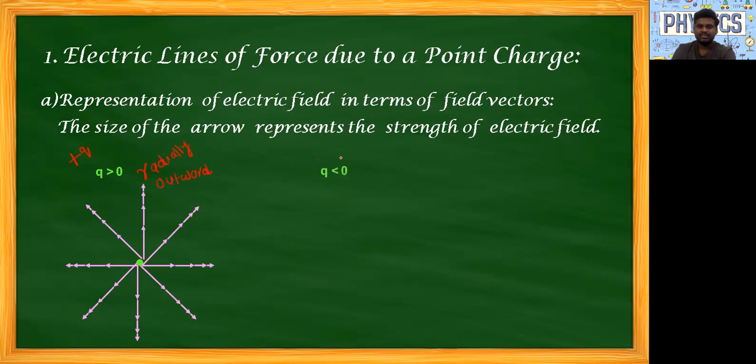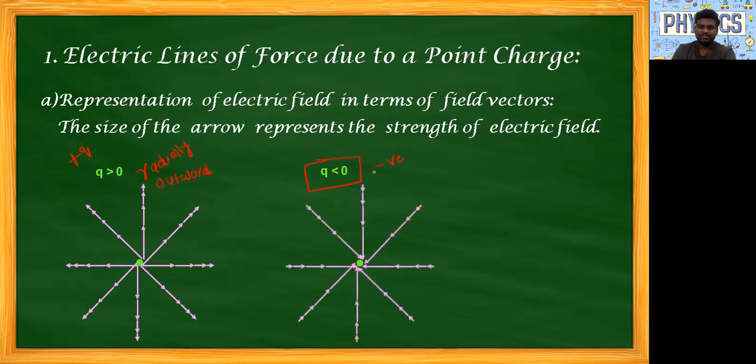Now let us consider our Q is less than 0, that is negative charge. If it is negative charge, we know this will be radially inward. If we observe, the strength of electric field is increasing when going in the inward direction.